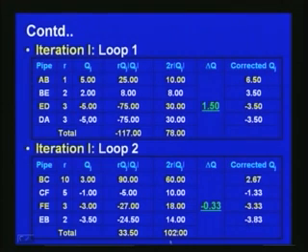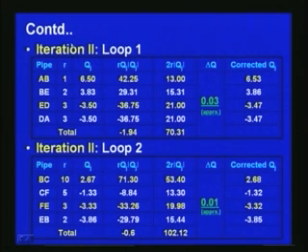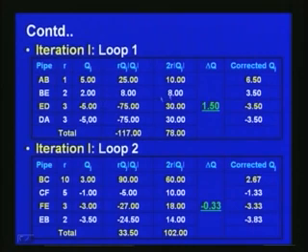Now the first iteration is over for loop 1 and loop 2, and then we will go for the second iteration for loop 1. Similarly, we now already have the corrected values here, and also the new value for B, which we will be using for loop number 2.